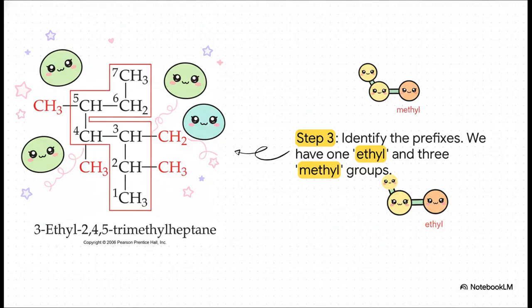And now, step 3, let's identify our prefixes. We just look at our numbered chain and see what's hanging off of it. On carbon number 3, we have a little 2-carbon group, which is called an ethyl group. And then on carbons 2, 4, and 5, we have these little 1-carbon groups. Those are called methyl groups.